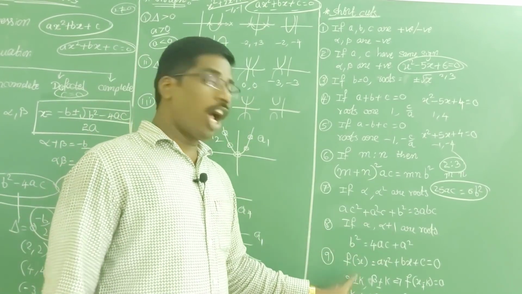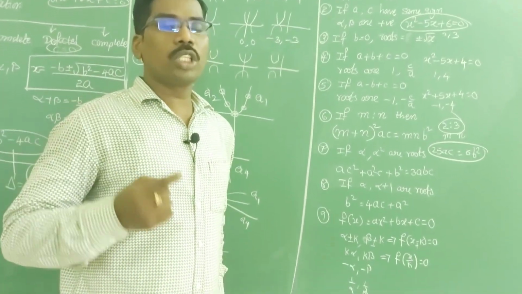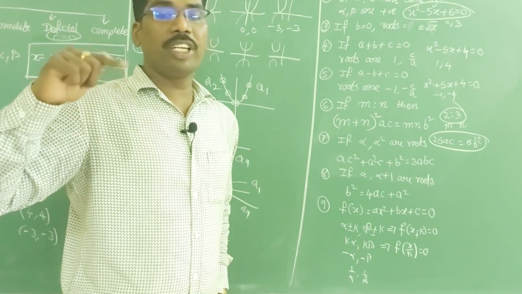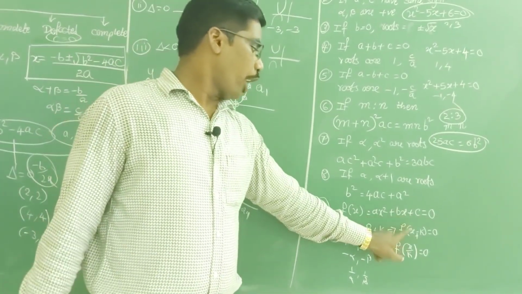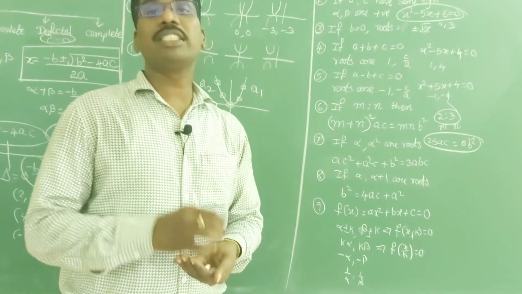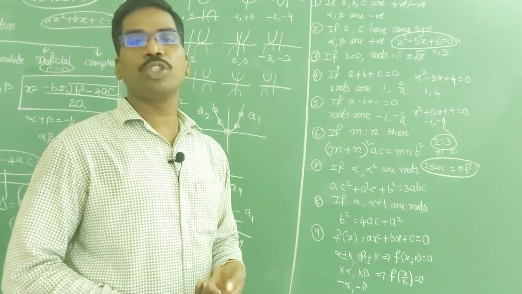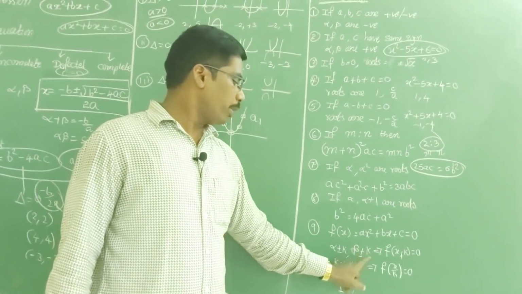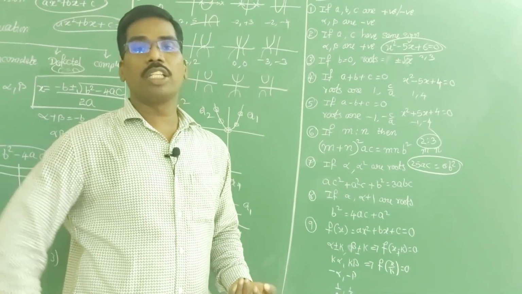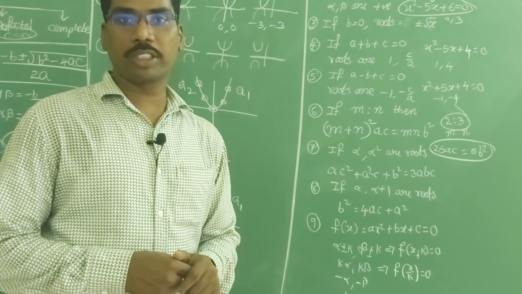If the roots are alpha and beta, to find the new equation whose roots are alpha plus k, beta plus k, the quadratic equation is f of x minus k equals 0. That means you substitute x minus k for x, and you will get the new equation. If the roots are alpha minus k and beta minus k, then the new equation will be f of x plus k is equal to 0.